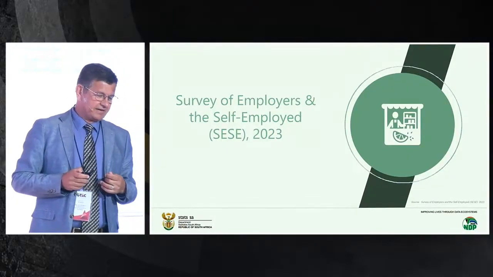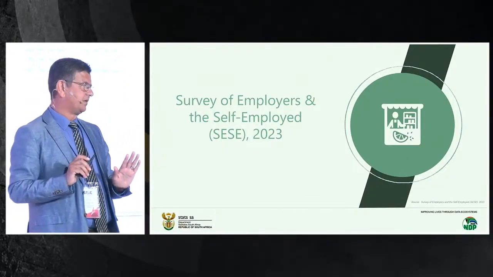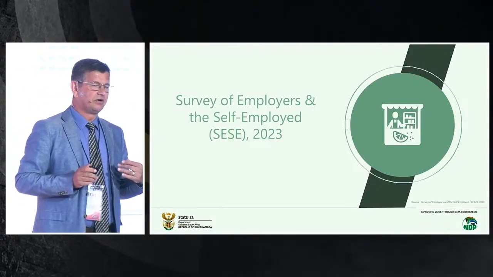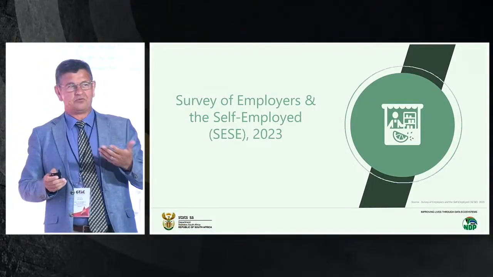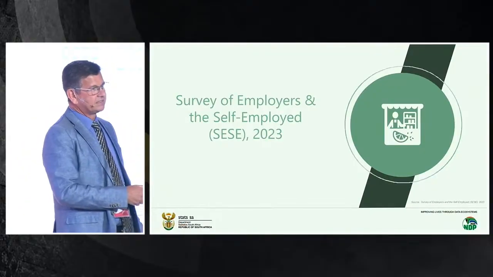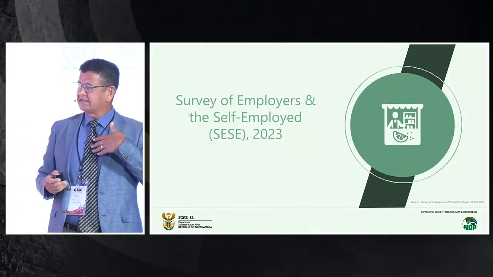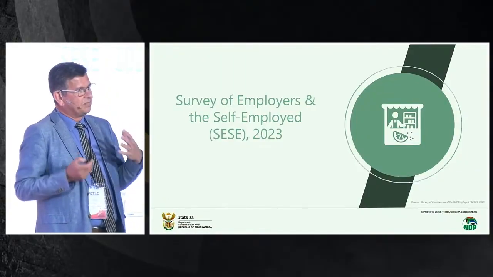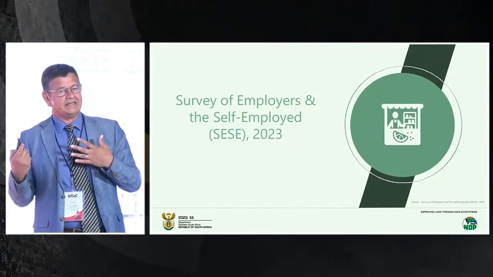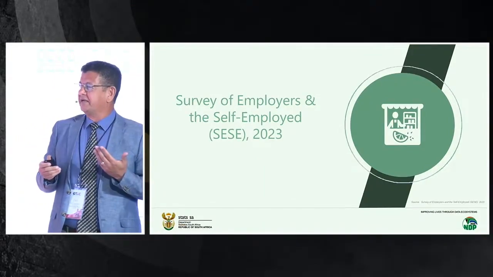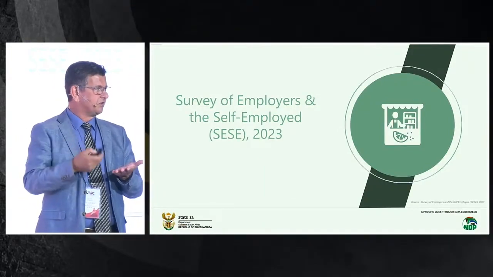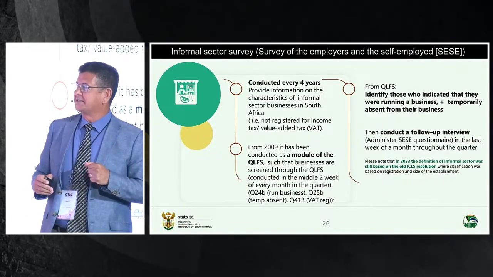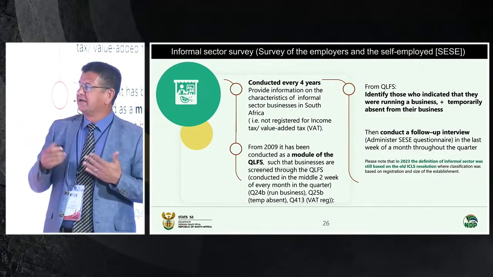We have another survey that runs as a two-parter with the quarterly labour force survey. So if in the QLFS you indicate that you are by your own admission in the informal sector, but you have a sideline business, we then say, okay, let us send you a follow-up questionnaire, which we call the survey of employers and self-employed, because you might have your own business, to give us an idea of what was previously called the informal sector and the economic contribution of that to the GDP, which is a little bit more in my space. So we conduct it every 4 years.